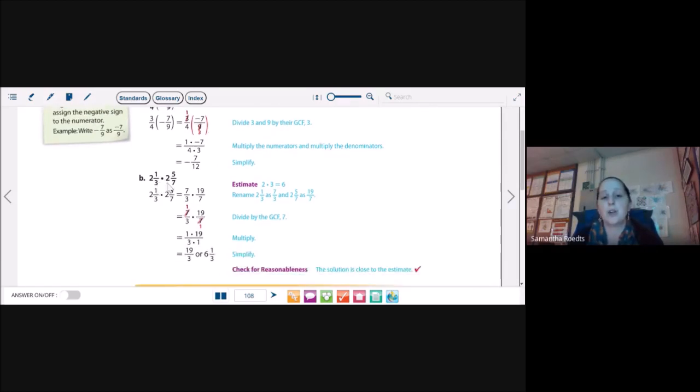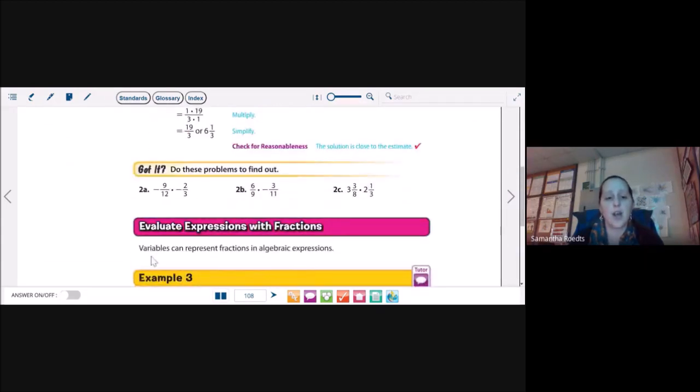For B, 2 1/3 times 2 5/7, I'm going to change both of these back to improper fractions. So 2 1/3 becomes 7/3, and 2 5/7 becomes 19 over 7. I can recognize that 7 and 7 have common factors. Namely, I can divide both of them by 7. So this gives me 1 and 1. Now I have 1 times 19 and 3 times 1. 1 times 19 is 19, 3 times 1 is 3, and then I change it back to a mixed number, or 6 1/3. All right, let's try it.